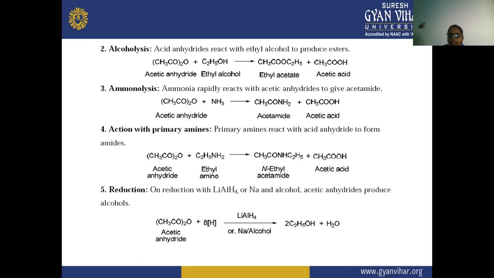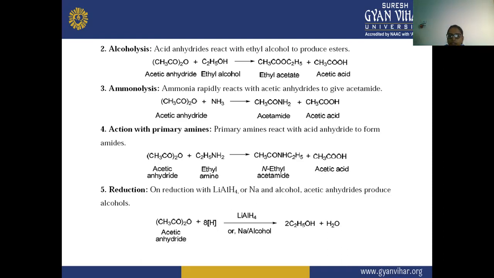So here this acetamide is formed. As you can see, from this acetic anhydride there is a formation of ester, plus there is a formation of this acetamide. So from this, the other derivatives of this carboxylic acid are also formed from this acid anhydride. Ammonia rapidly reacts with this acetic anhydride and gives acetamide.